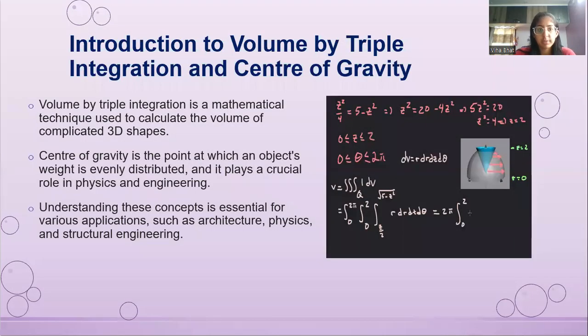So what is volume by triple integration and what is center of gravity? Volume by triple integration is a mathematical technique used to calculate the volume of complicated 3D shapes, and center of gravity is the point at which an object's weight is evenly distributed, and it plays a crucial role in physics and engineering. So understanding these concepts is very essential for various applications such as architecture, physics, and structural engineering.